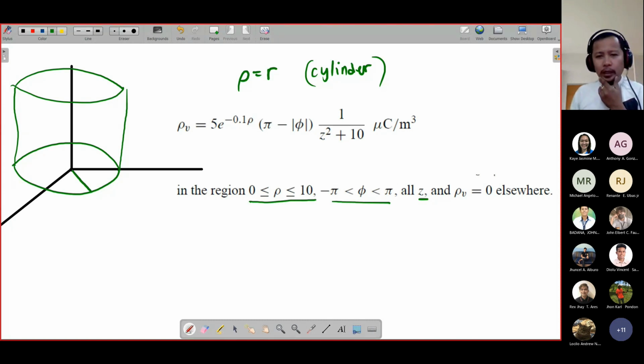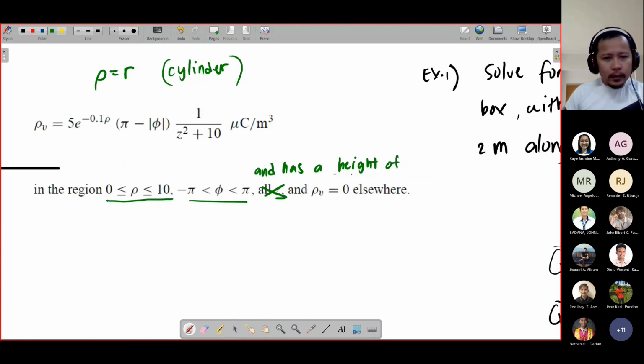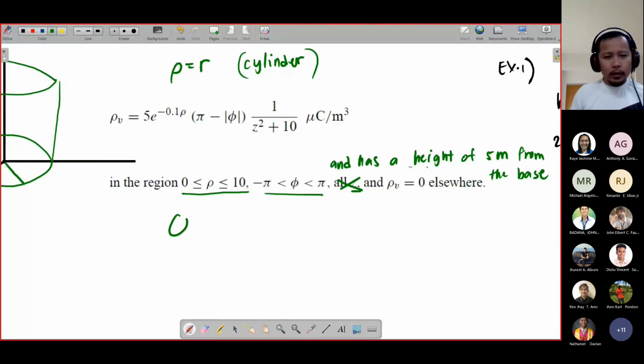Don't use all z. Let's put limits on your z. Your z is only the height of the cylinder, and it has a height of 5 meters from the base. So, what we need to find is the total charge in the cylinder.